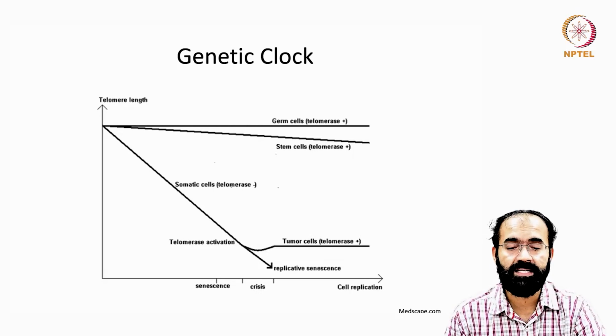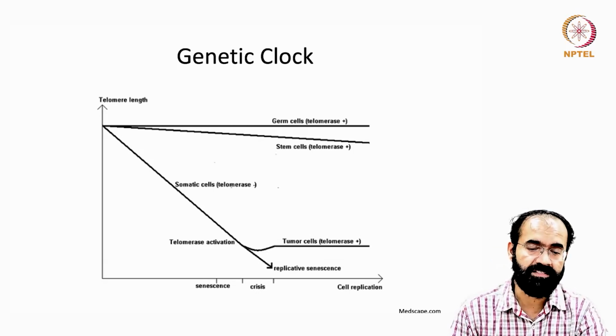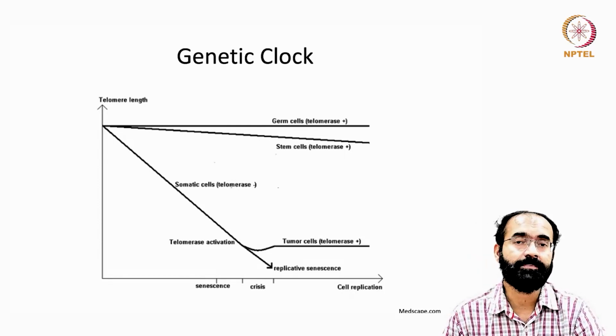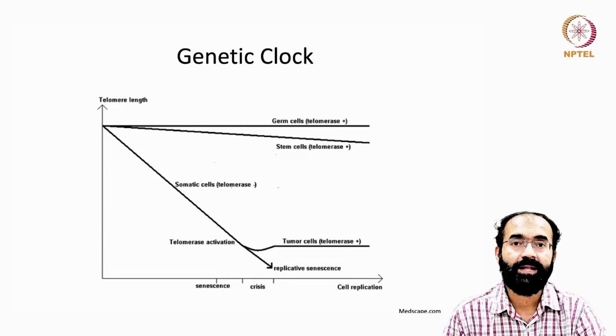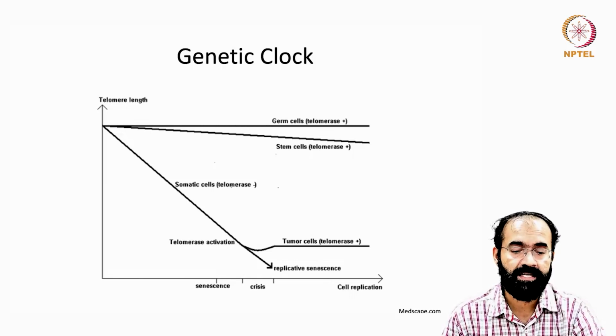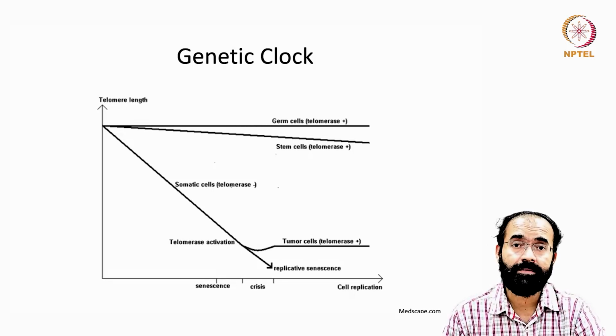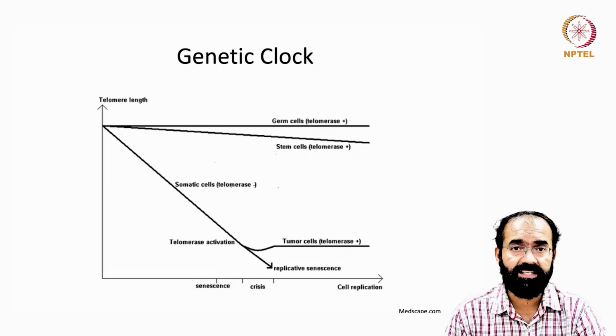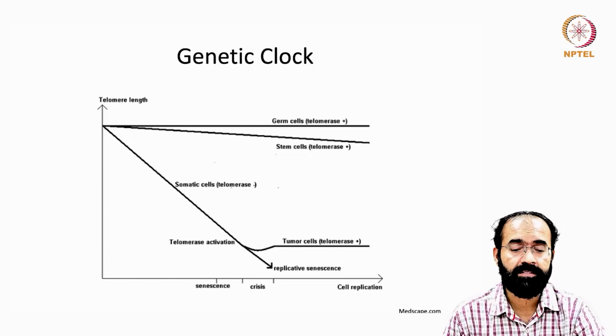In stem cells and germ cells, the telomere length remains more or less the same throughout the lifespan of the organism. But in somatic cells, meaning body cells, telomerase is missing, telomerase is absent. Here telomerase is present, here telomerase is present. In somatic cells telomerase is absent, and telomerase absent means the telomeric repeats are lost as the cell division continues. Once it reaches a certain telomere length, this is the normal length, and it came all the way down to here.